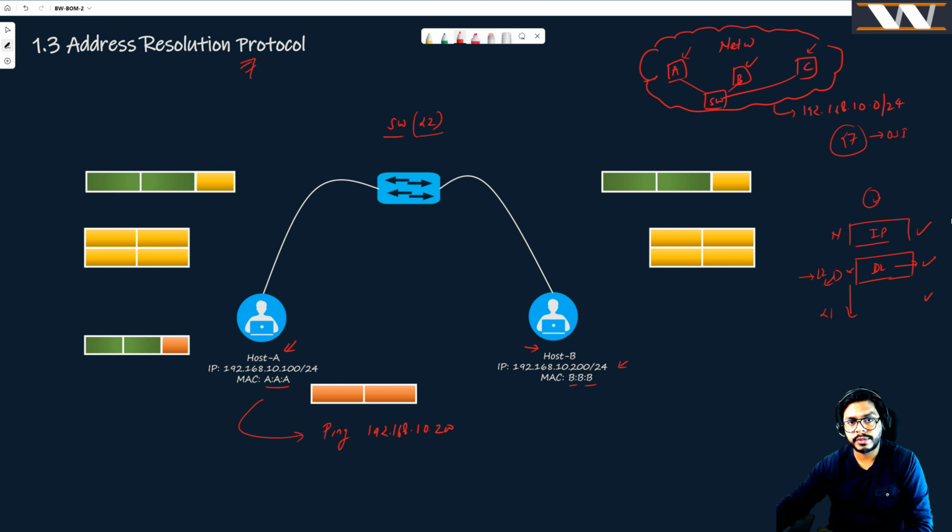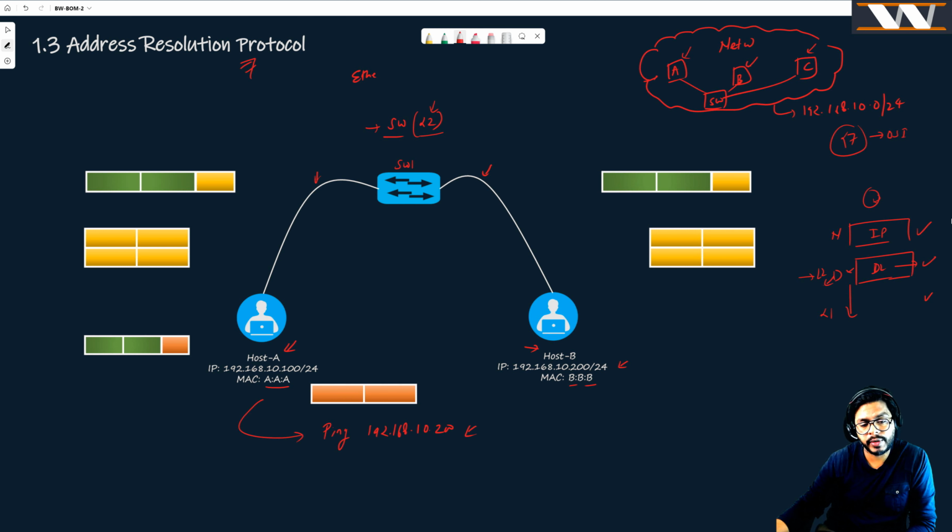So this switch, if I'm talking about this switch 1, is basically a layer 2 device. It means that it can understand the data link layer as well as the physical layer. And basically, we are talking about Ethernet technology here. So these are my Ethernet cables. This is the Ethernet switch. And I'm issuing a ping command here.